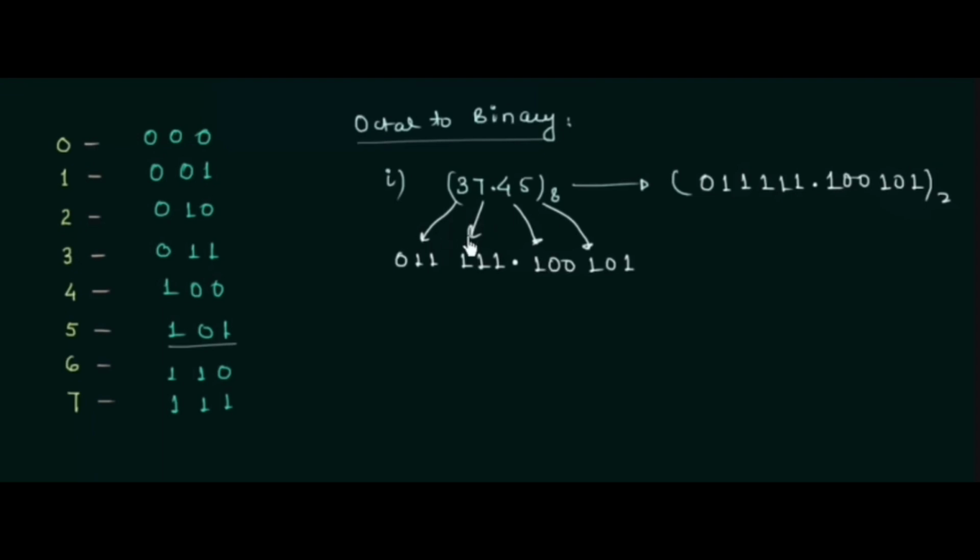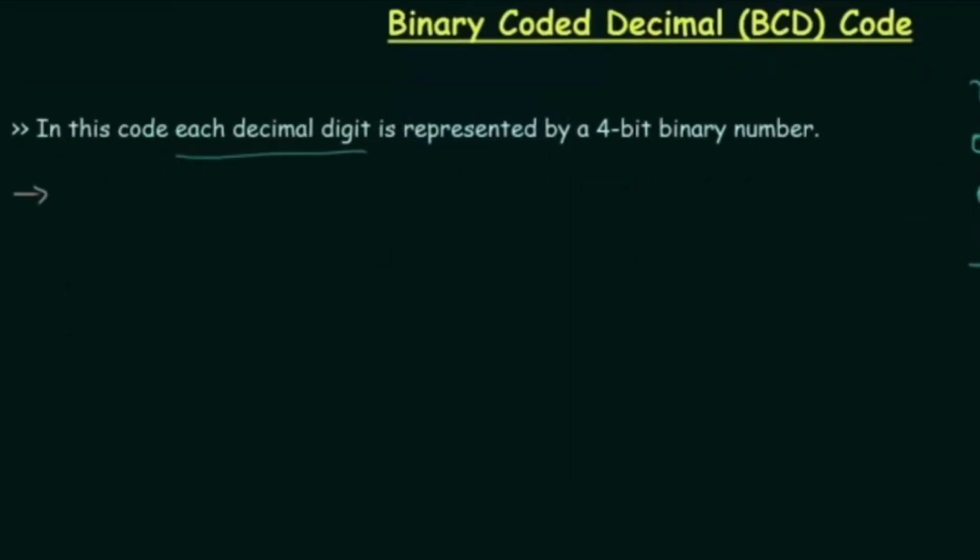It is very easy to convert an octal number to binary. Now BCD code. The positional weights associated with the binary digits in BCD code are 8421, and hence sometimes BCD code is called 8421 code. So don't confuse 8421 code and BCD code. They are the same.